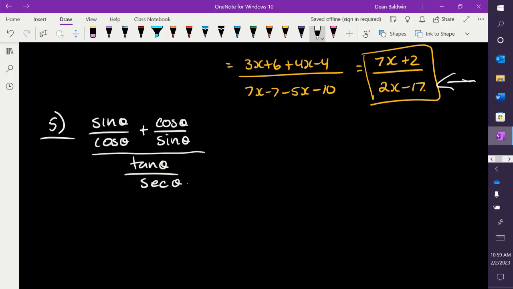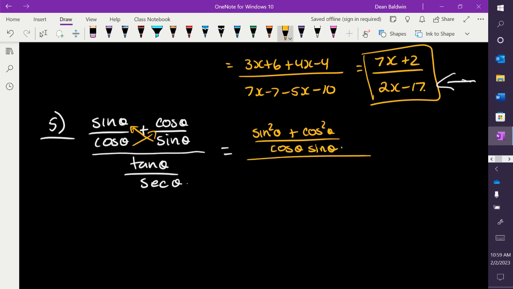All right. So the top. Let's talk about the top. We need a common denominator. What is it? Cos times sine, right? So essentially, that's going there. That's going there. So you're crossing them up essentially. So you get sine times sine, which is sine squared theta, cos times cos, which is cos squared theta, over cos theta sine theta. Yes?